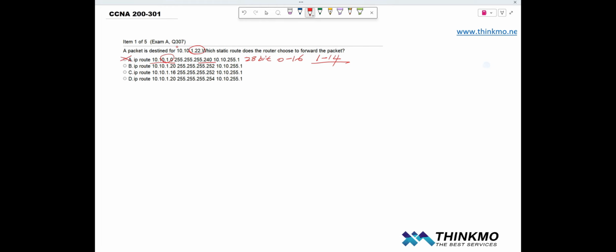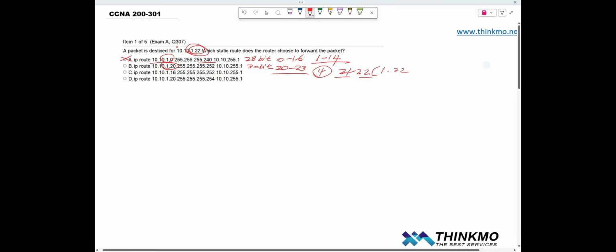So what about option B? Option B uses a 30-bit mask. With a 30-bit mask, its network address is 1.2. If the network address is 1.2, then the address range is from 20 to 23. So there are 4 addresses available. Out of these 4 addresses, 2 are usable, which are 21 and 22. Therefore, 21 and 22 include 1.22. So this option is correct.